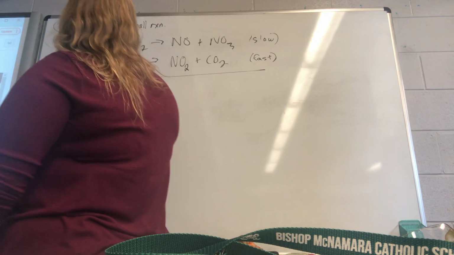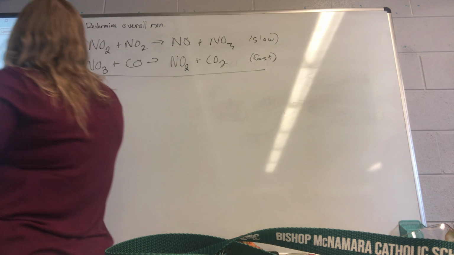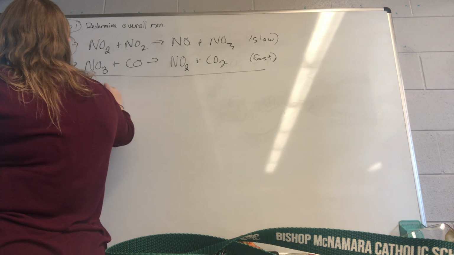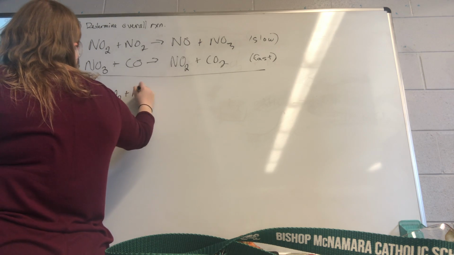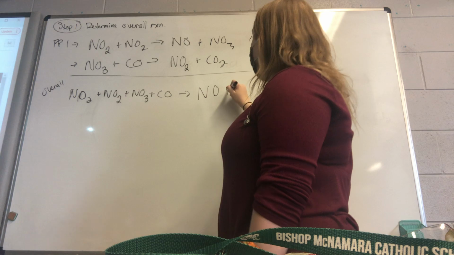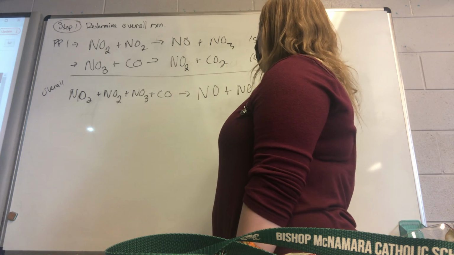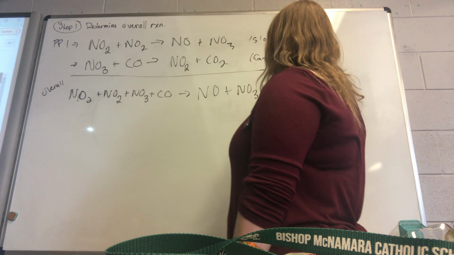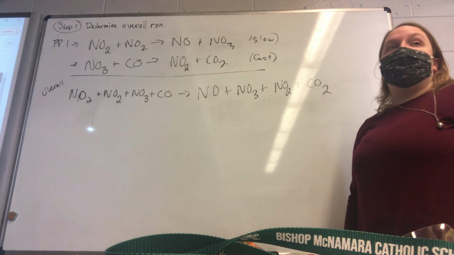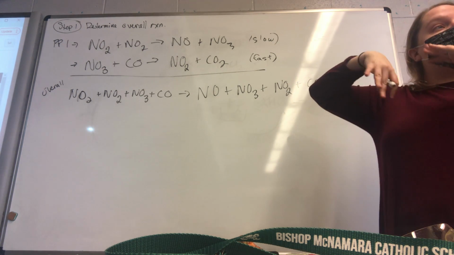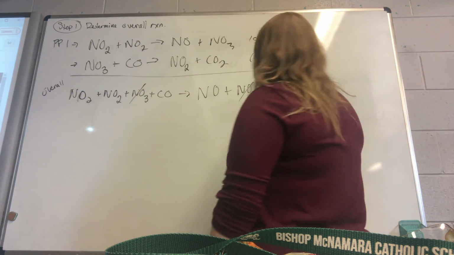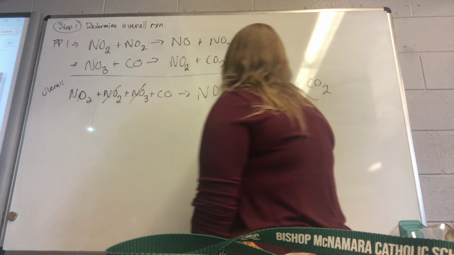So the first step is to add them together, see what the overall reaction is. I'm going to have NO2 plus NO2. Okay? Knowing that, I'm going to go ahead and cancel stuff on both sides, just like we've done in the past. And then I'm going to write what I have left.